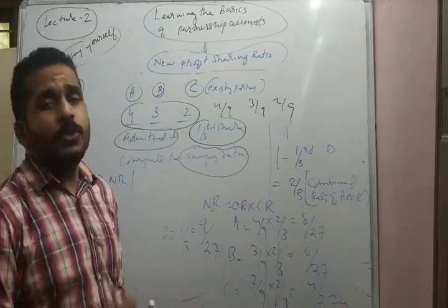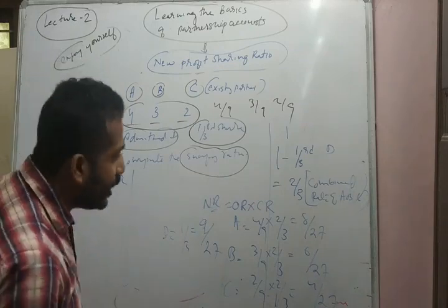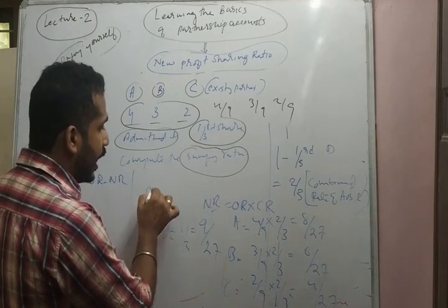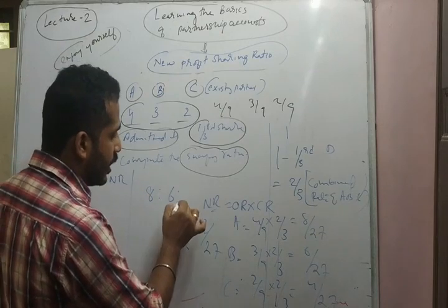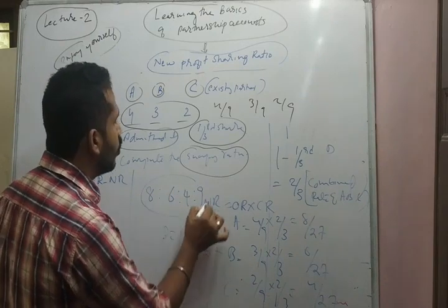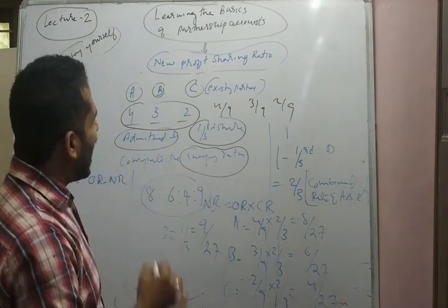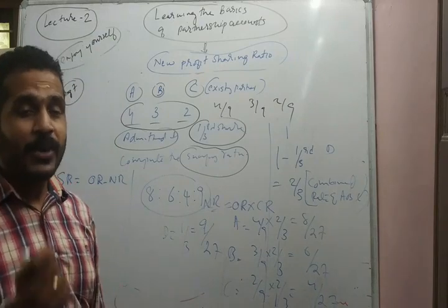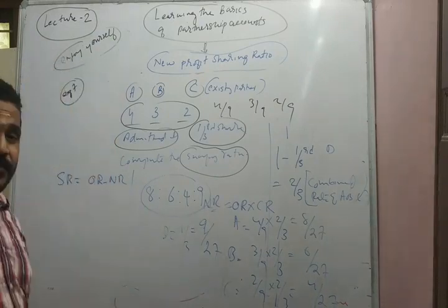So what is the new profit sharing ratio after admission of D? It can be stated as 8:6:4:9. So this is the new profit sharing ratio of A, B, C and D after the admission of D. Then look into the sacrificing ratio.